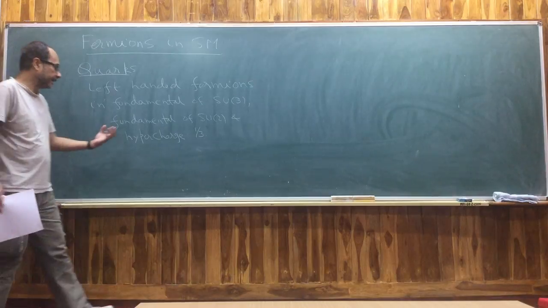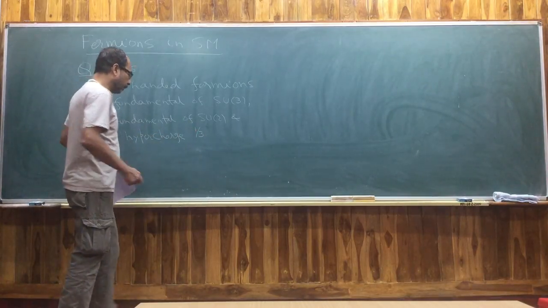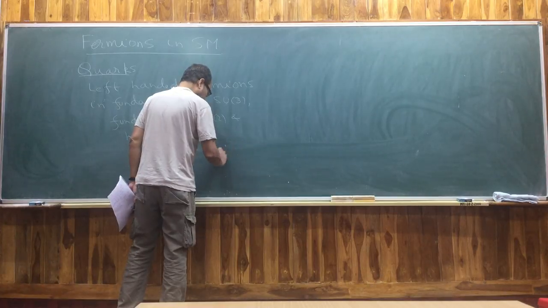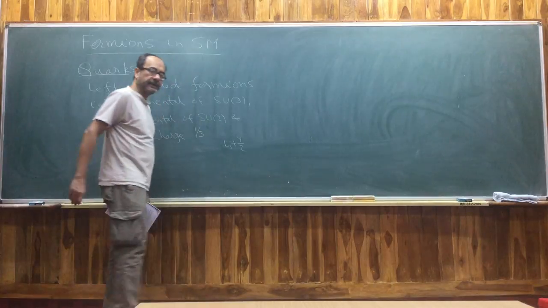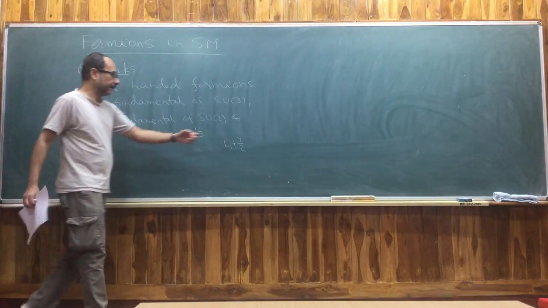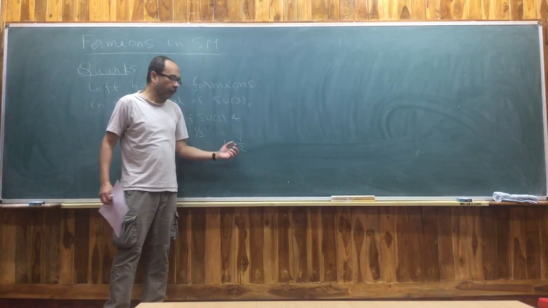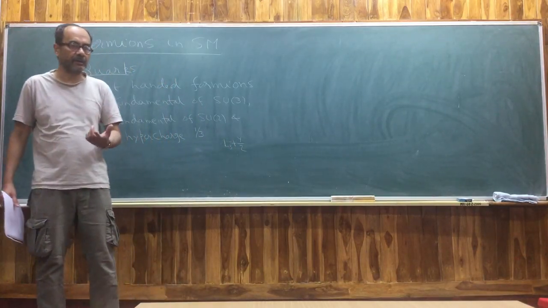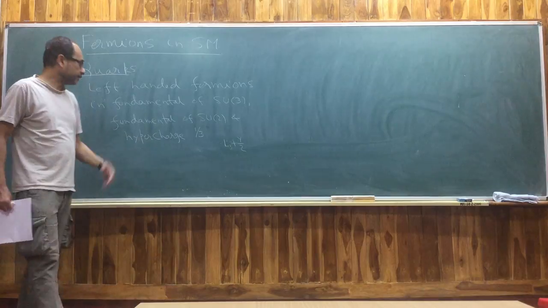This is necessary so that this formula, if you remember, that electric charge is I_3 plus Y by 2, so Y has to be adjusted appropriately so that it produces the known electric charges of the quarks. That fixes the hypercharge content of this multiplet.